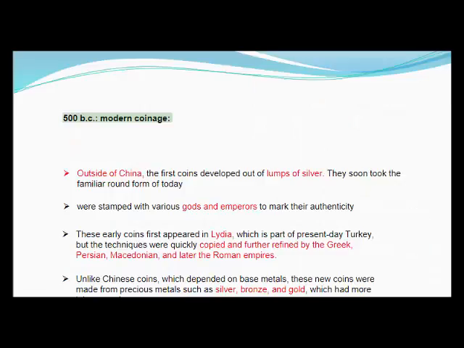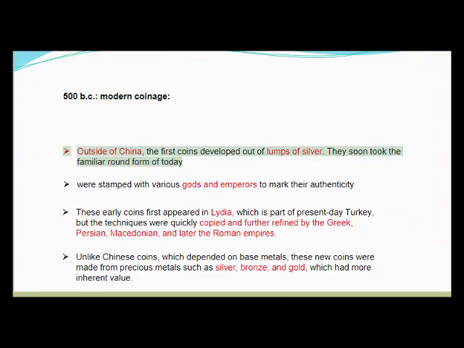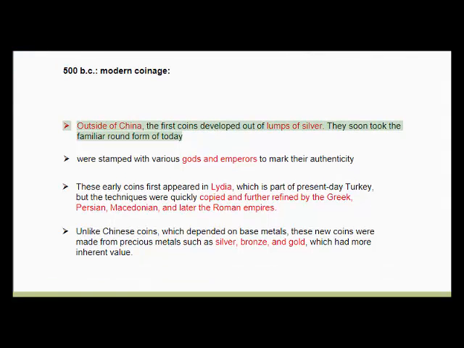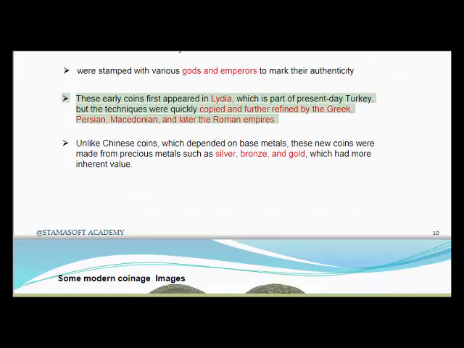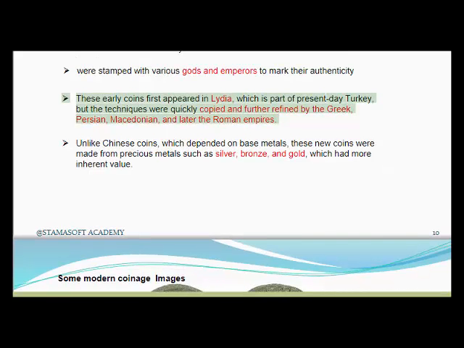500 BC, modern coinage. Outside of China, the first coins developed out of lumps of silver. They soon took the familiar round form of today. They were stamped with various gods and emperors to mark their authenticity. These early coins first appeared in Lydia, which is part of present-day Turkey, but the techniques were quickly copied and further refined by the Greek, Persian, Macedonian, and later the Roman empires.